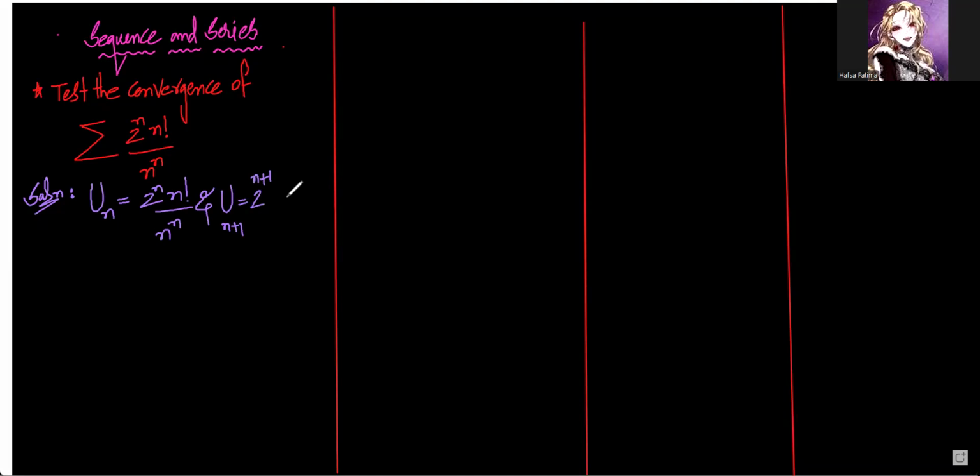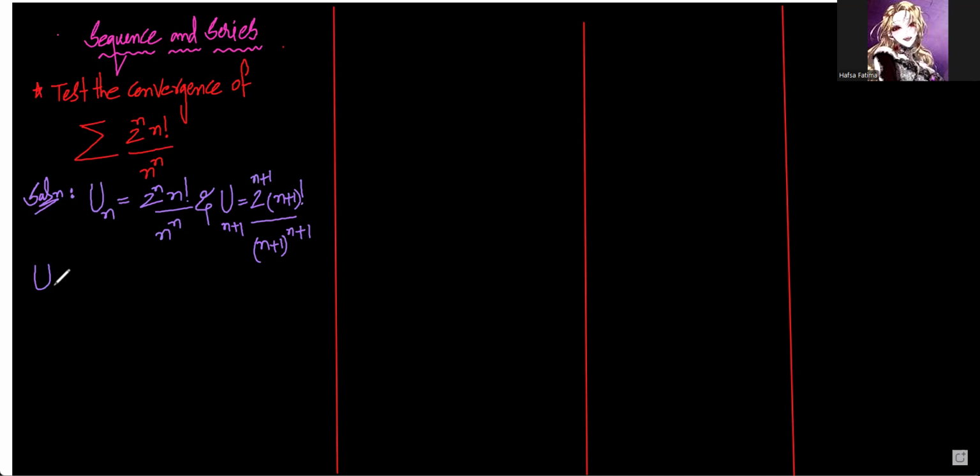And here we are getting n plus 1 factorial divided by n power n, which can be written as n plus 1 to the power of n plus 1. Every n will be replaced with n plus 1.